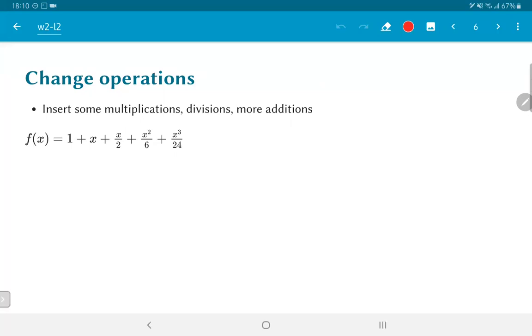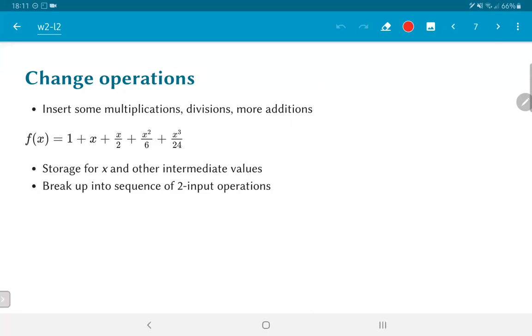What are the kinds of operations that we have over here? There is addition, multiplication, and division. Now, if we look closely at this, we need to think of how we break this down into smaller operations that could actually get implemented on hardware. And we need to provide some kind of storage for x and various other intermediate values that are being computed in this process.